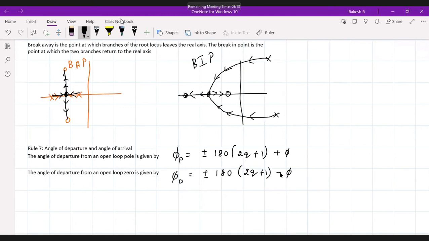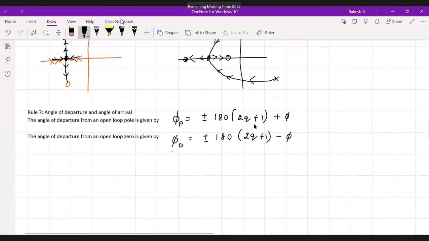Only thing is the sign changes here. Here for open loop pole we have plus phi and for open loop zero it is minus phi here. For this we need to find out the angle of phi here. We got to know what is q and all those things, right? Q is nothing but 0, 1, 2, 3, etc., right? But here we don't know the value of phi.